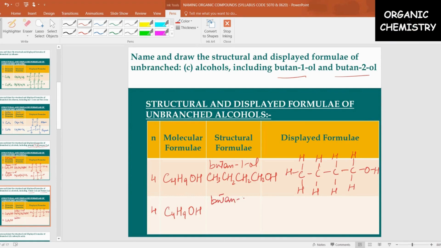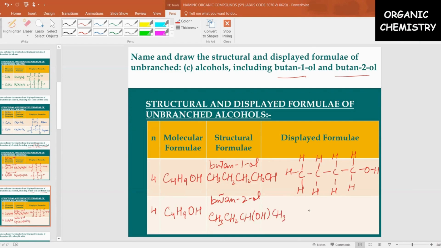What about butan-2-ol? It's very simple. Simply change the position of OH. This time it is on carbon number 2. On the right hand side, I am counting 1, so carbon atom 2 will contain OH. So the structural formula becomes like this: CH3, CH2, sorry, CH3, CH2. Now you have CHOH. Again, you have to place OH in brackets, and then CH3.